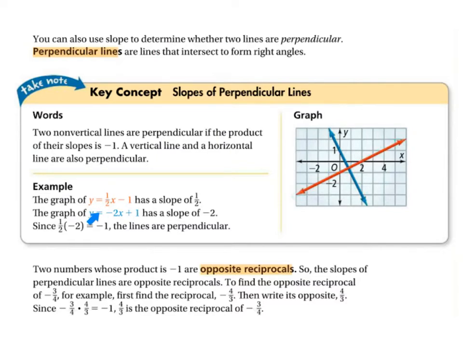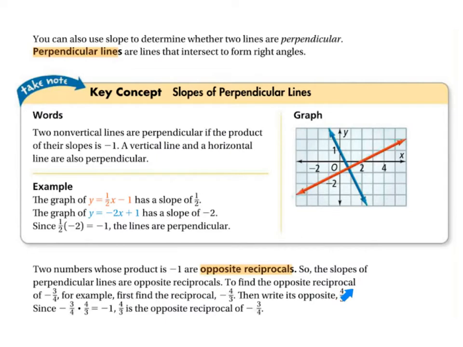Now, since the slope 1/2 times the slope -2, positive times negative is negative, and 1/2 of 2 is 1. We get -1 when we multiply them. The lines are perpendicular, okay? Two numbers whose product is -1 are opposite reciprocals. So the slopes of perpendicular lines are opposite reciprocals.